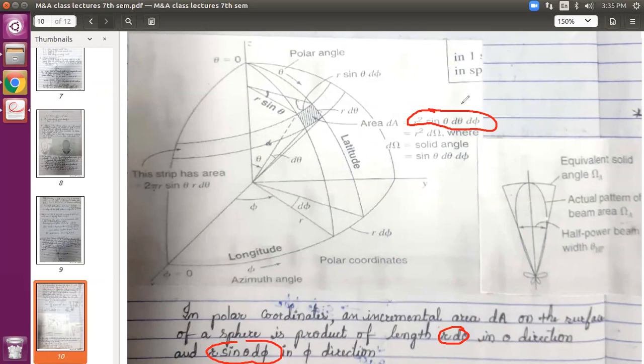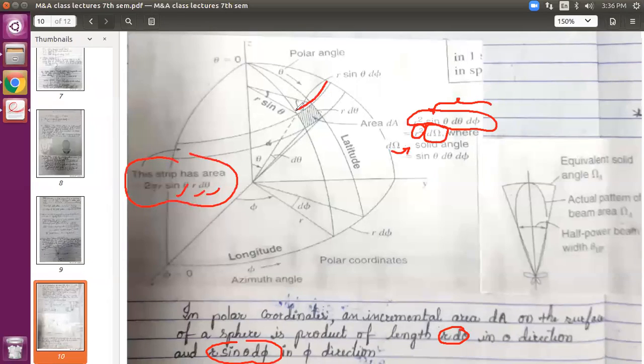Okay, out of which r square they have kept as it is, and the remaining sine theta d phi is substituted as d omega, and this d omega we call the solid angle. So I hope you understood this. Yes, ma'am. And if you observe here, something is written, sine theta r d phi. This strip has an area.